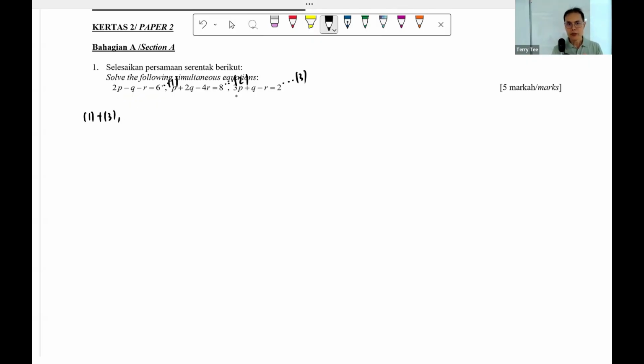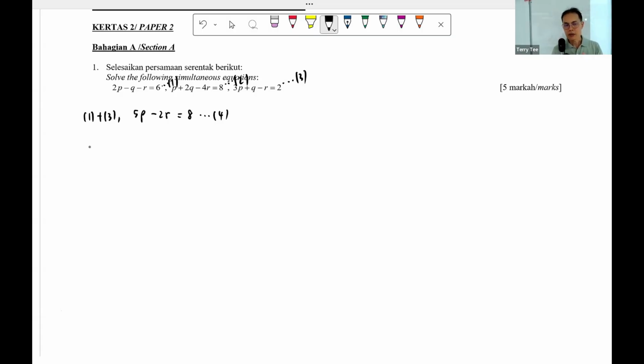Now, I hope you can see this. 2P, when you add with 3P, you get 5P. Minus Q plus 1Q, you get 0. Minus R plus minus R, you get minus 2R. And 6 plus 2 gives us 8. That is equation number 4.